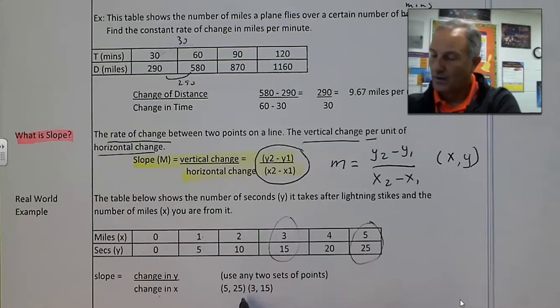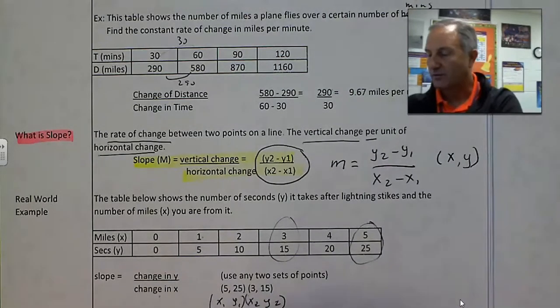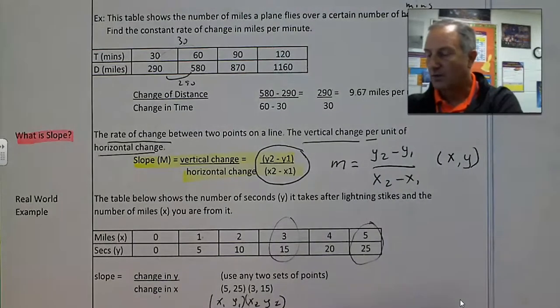So the change, in this case here, we're taking, since this will be our x1 and our y1, this will be our x2 and our y2. So y2 minus y1, so it's going to be 15 minus 25. And then x2 minus x1 would be 3 minus 5. Negative 10 over negative 2, you get 5. Okay? If you'd reversed it, you'd have just had positive 10 over positive 2. It's still 5. Okay? So what they're saying is it's 5 seconds per mile.